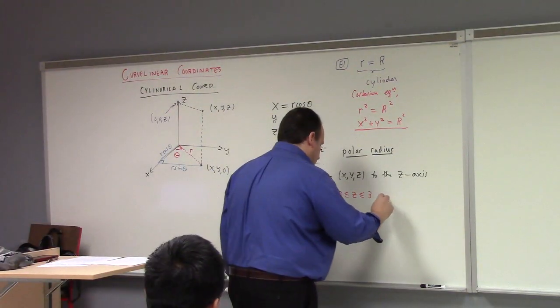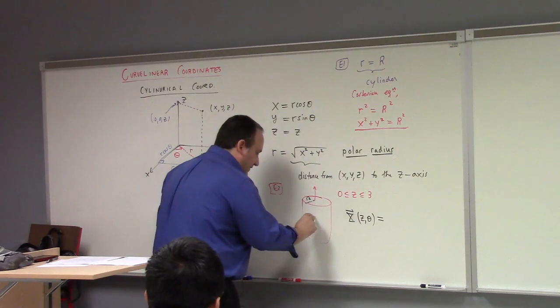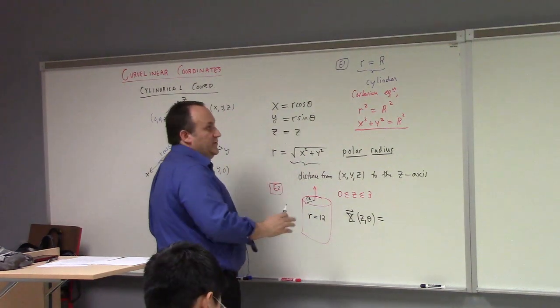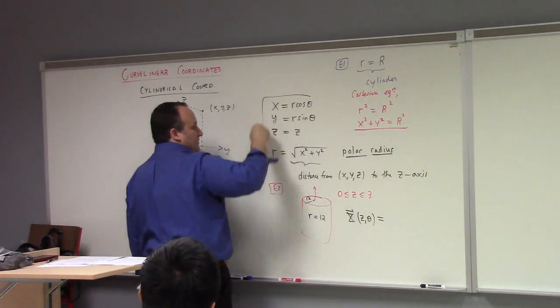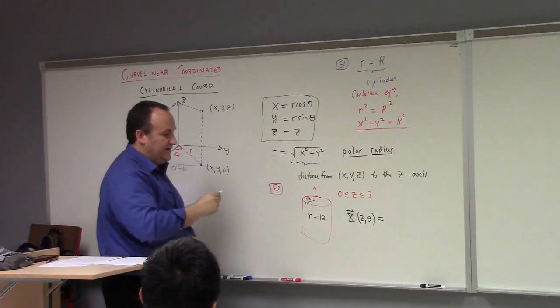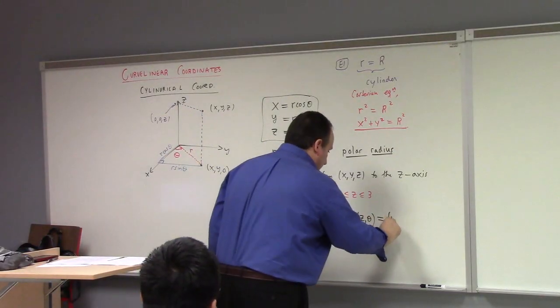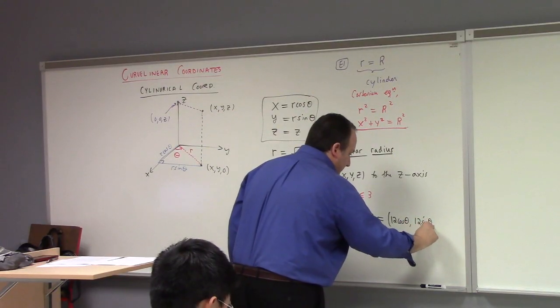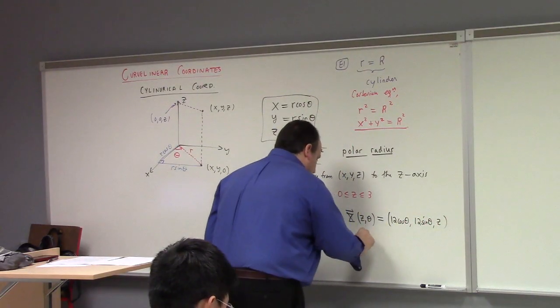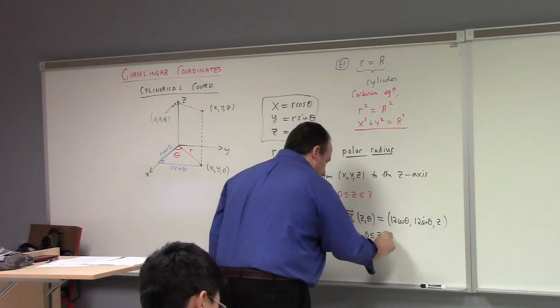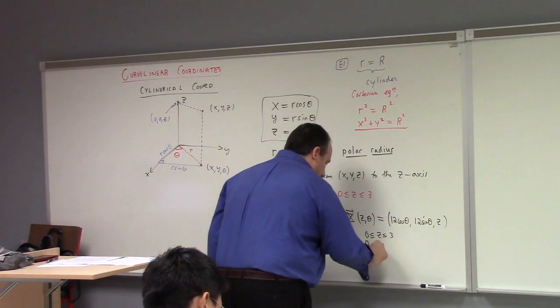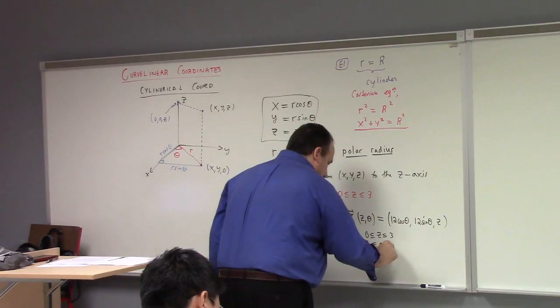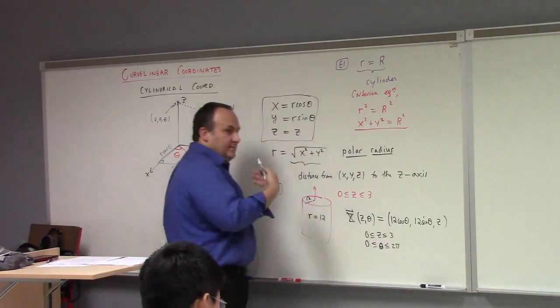So the equation of this is r equals 12. So we just put r equals 12 into these equations right here, and that gives us the parameterization, you see? So 12 cos theta, 12 sine theta, z, right? 0 less than or equal to z less than or equal to 3, and theta ranges from what? From 0 to 2 pi, if we want a whole cylinder.